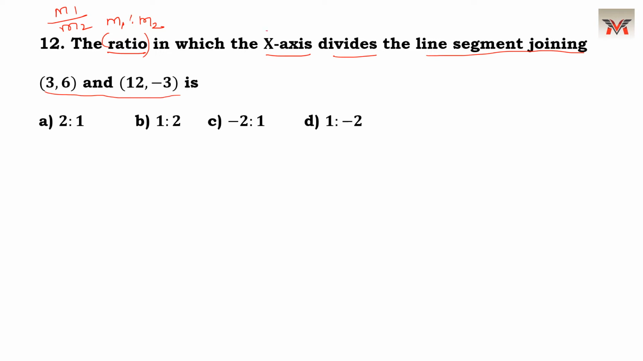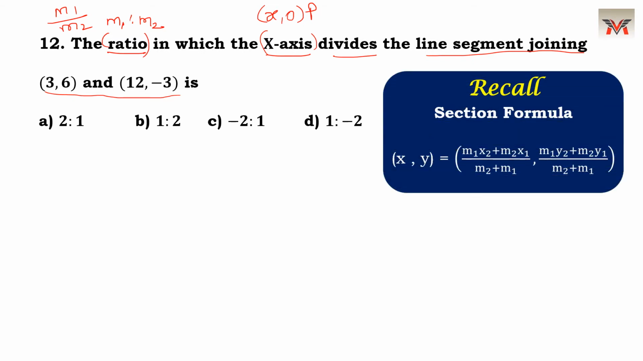As I already told you, when it comes to the x-axis, when it is divided by the x-axis, or the point is on the x-axis, what happens to the point? It becomes (x, 0). So the point which divides the line segment becomes the point P (x, 0), on the line segment joining these 2 points. So how can we go with this one?